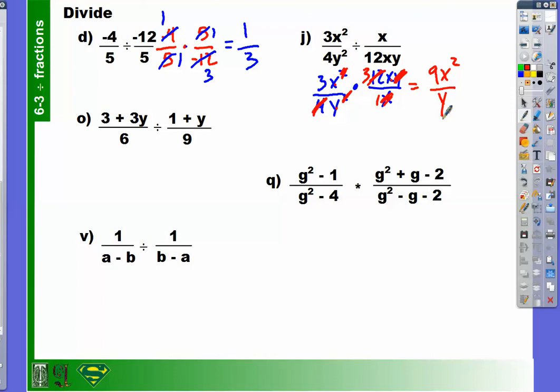So in question O, now we have polynomials. What do you think we're going to have to do to the polynomials before we do anything else? Avery? We'll have to factor them. So that's our first step. Can 3 plus 3y be factored?